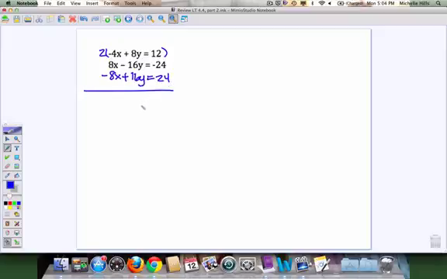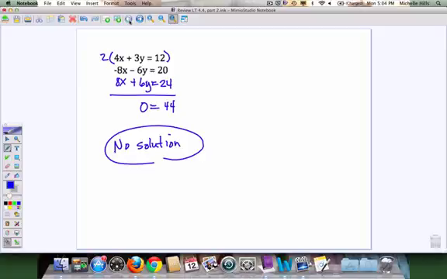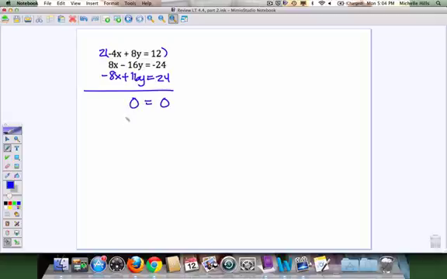Now this is similar to a couple problems ago in that when I combine, this whole side is 0. But what happens on this side, negative 24 and positive 24, is also 0. So instead of getting some sort of gibberish thing like 0 equals 44, which is never true, I get 0 equals 0, which is always true.